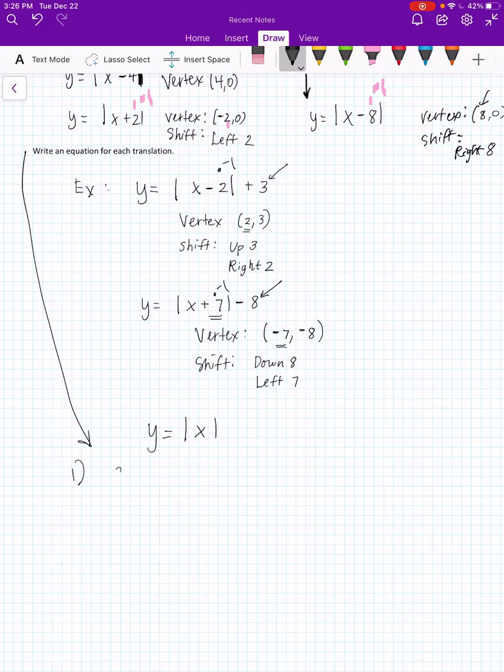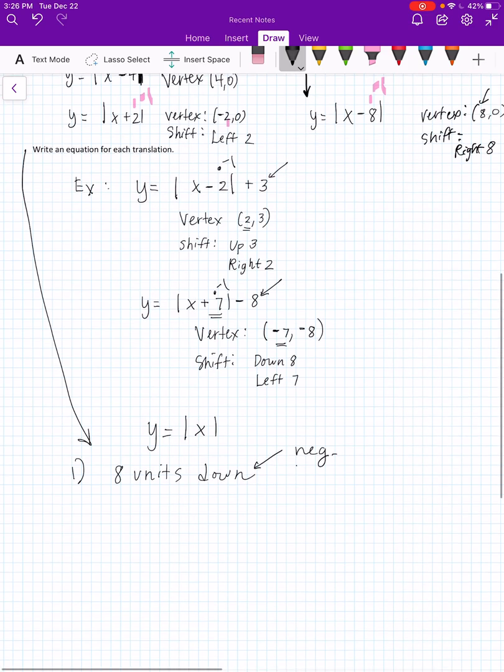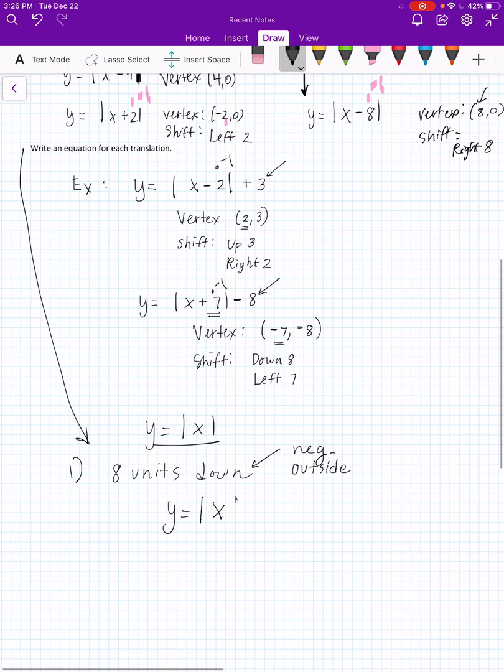Number one, we're going to go 8 units down. Okay, so outside, up or down. So this is down. So down, first of all, means it's negative. And next thing you know, it's outside. So you take the original equation, y equals absolute value of x. There's nothing on the inside, and then outside it would be negative. So it would be negative 8. And I have my equation.